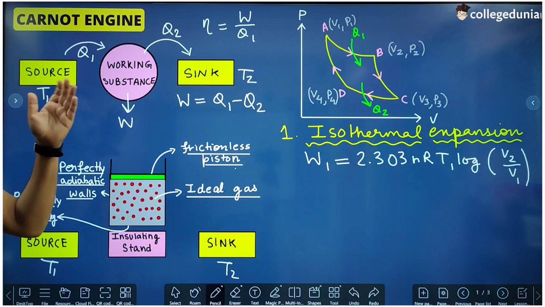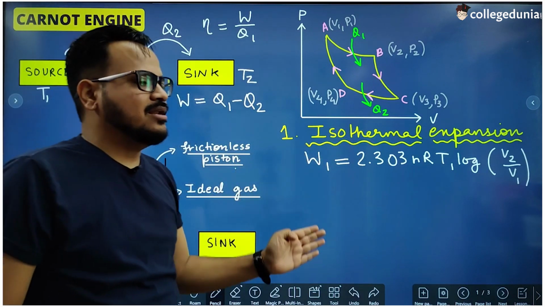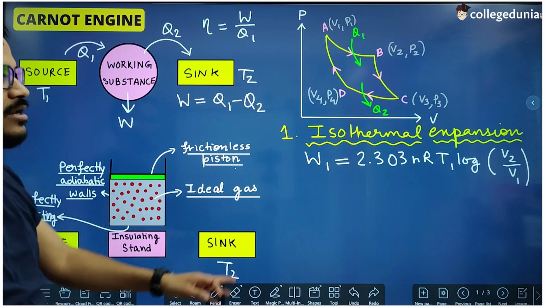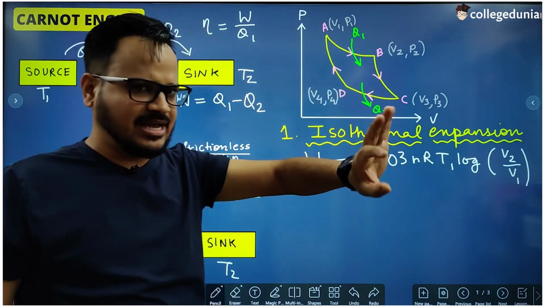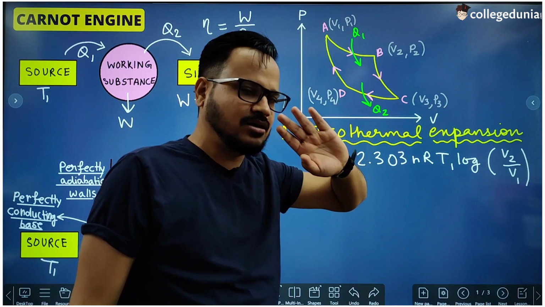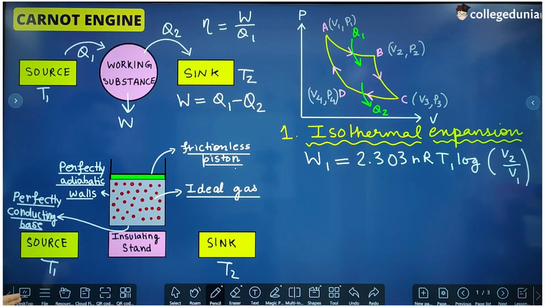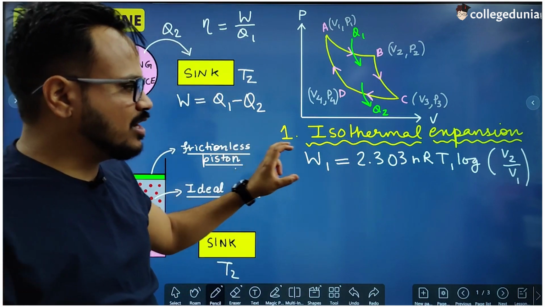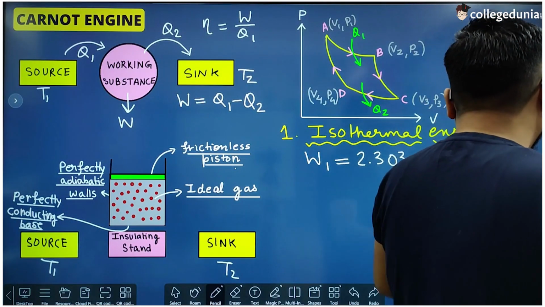2.303 nRT. N is the number of moles of the gas. Suppose the number of moles of this gas is N. R is the universal gas constant and T1 is the temperature. What was the temperature in this case? It was T1. So T is the constant temperature at which this work is being done, log V2 by V1.